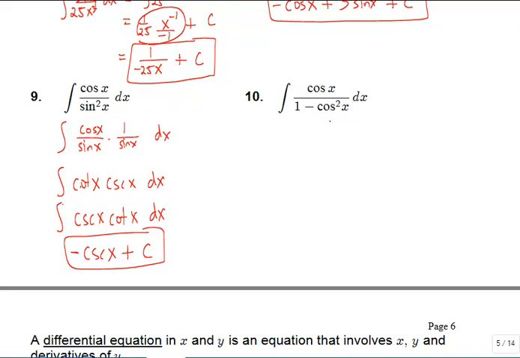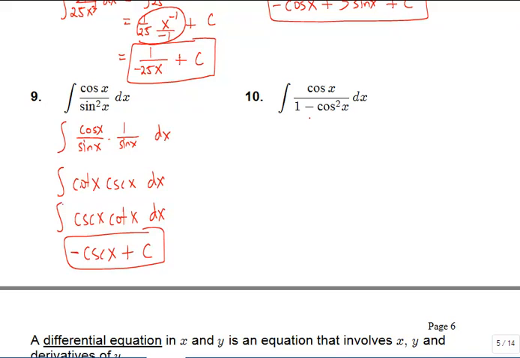Okay, on this last one here, we've got cosine over 1 minus cosine squared x. So this one, unfortunately, you can't break this up. You're not allowed to do that because the denominator is not a single term. It's actually the difference of 2 terms. So the only way to kind of manipulate this is to try and turn that denominator into a single term. And lucky for us, this is one of those identities. This is that Pythagorean identity.